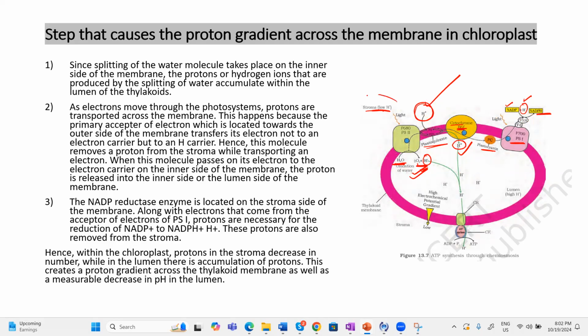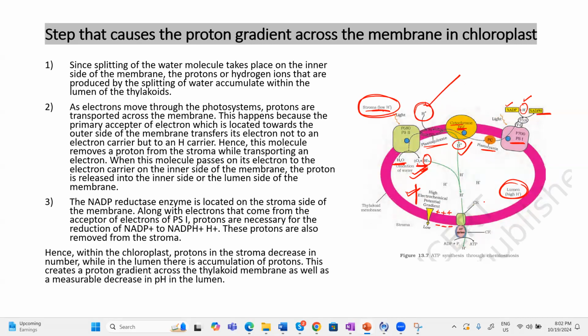So what is the result? In the stroma, proton is low, but in the lumen, proton is high, and we are creating an electrochemical potential gradient. Clear, beta? This gradient is because of the charged particles and it is because of chemicals. So we have created a gradient.